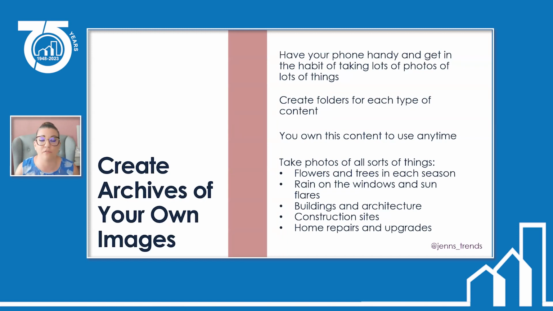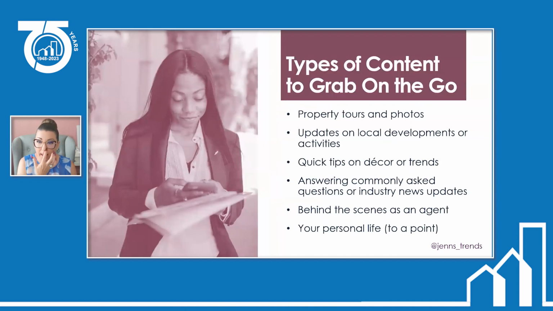So I want you to get in the habit of creating those archives of content that you can use over and over again at your leisure. You're always on the go. You're at all these properties. You've got this thing in your hand. I know you do. So types of things you can be grabbing on the go. Property tours and photos. Start taking photos and videos as you're going through properties. You can turn these into reels, collages, carousels, all these different types of things.